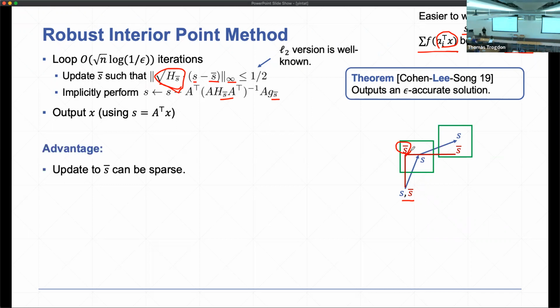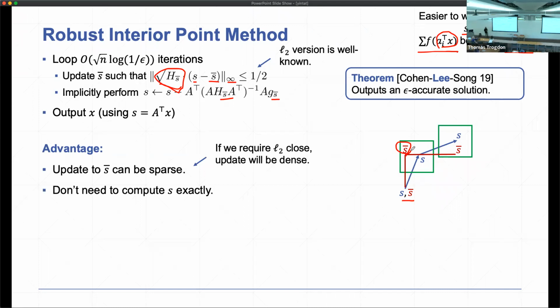The advantage of this robust version is that the update to S bar can be sparse. Although S bar will still be a dense vector, each iteration will only update a few coordinates of S bar. We are crucially using just this multiplicative approximation. That's why we only need to update a few coordinates. And also, during the whole algorithm, you never really need to compute S. You just need some implicit representation such that you know where the hypercube is, and roughly speaking, try to approximate S. So we don't need to compute S exactly.